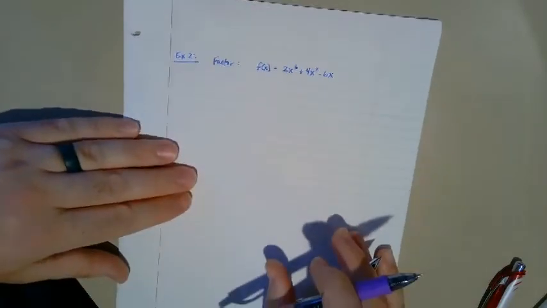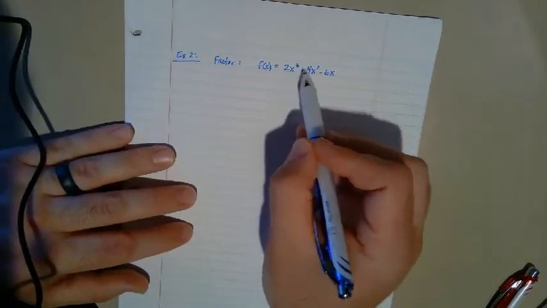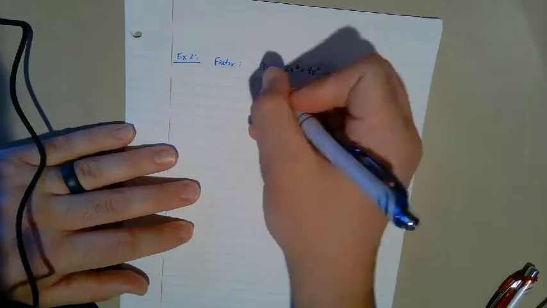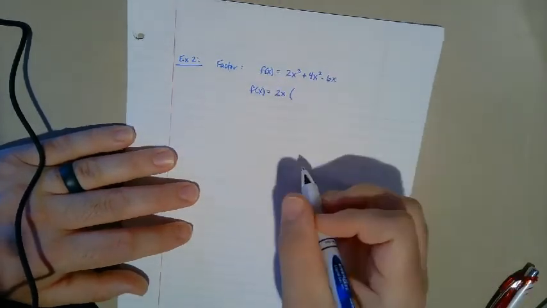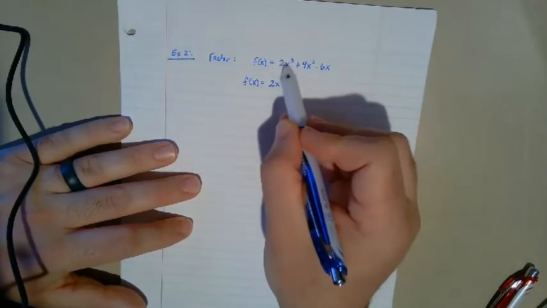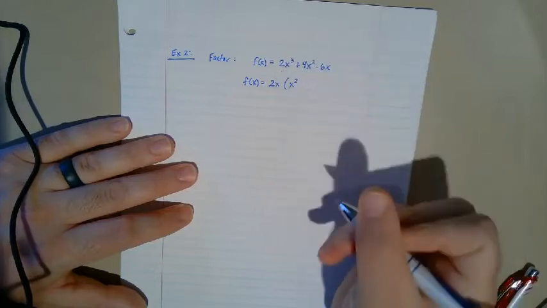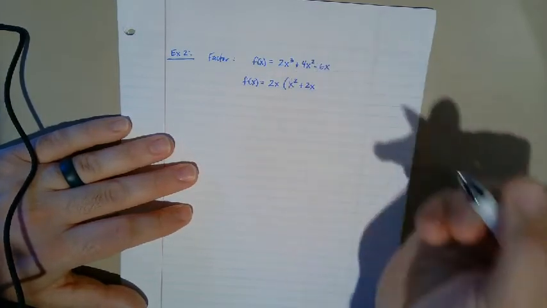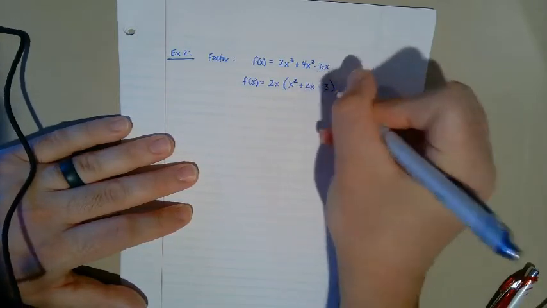Okay, and we again ask those questions. Do we have a greatest common factor? And in this case, we do. 2 goes into all those numbers. And there's an x available from each that we could factor out. So we are going to factor out a 2x. And then we have to see what's left. Well, 2x cubed divided by 2x is x squared. 4x squared divided by 2x is 2x. And a minus 6x divided by 2x is a minus 3.